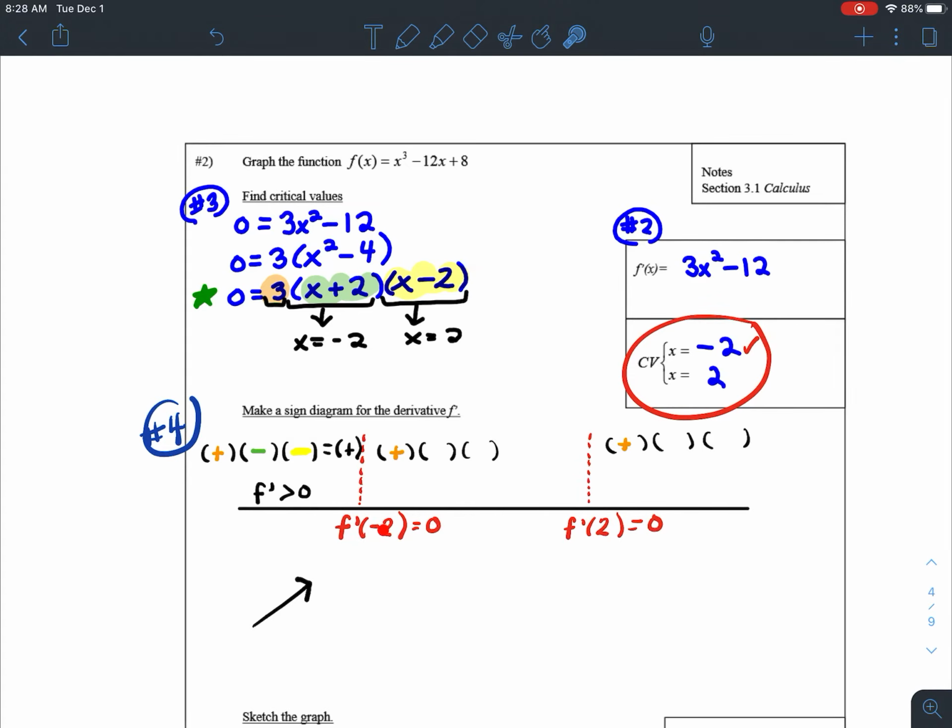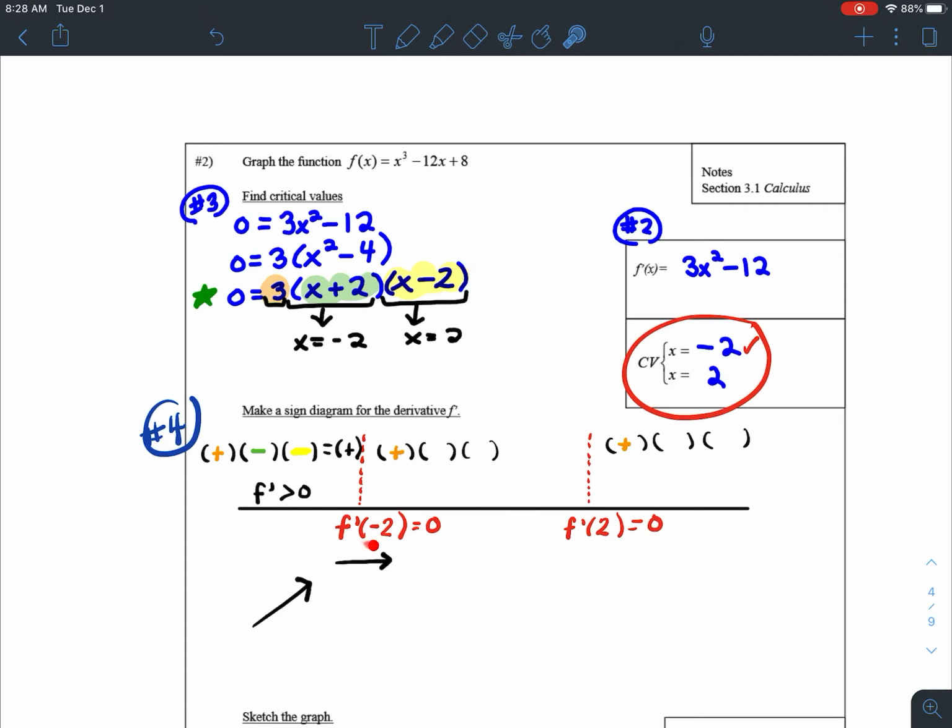Underneath, where I said that at -2 the derivative is 0, remember, if my slope is 0, how that should look is my tangent line should be completely flat and horizontal. So you want to draw a flat horizontal line right here.